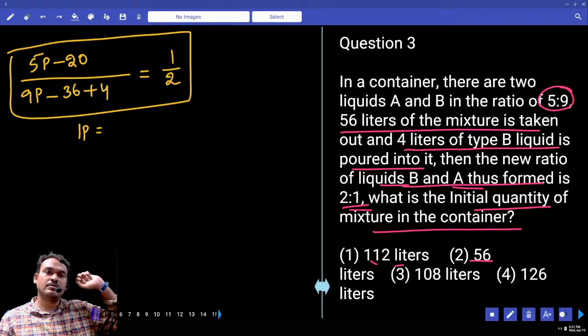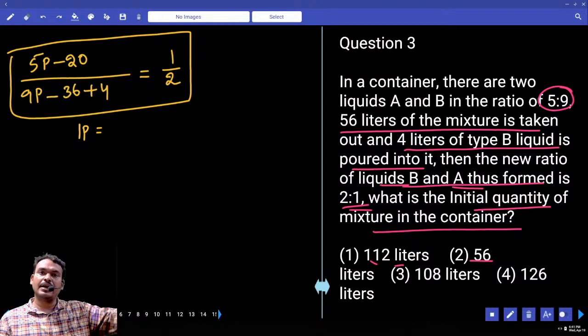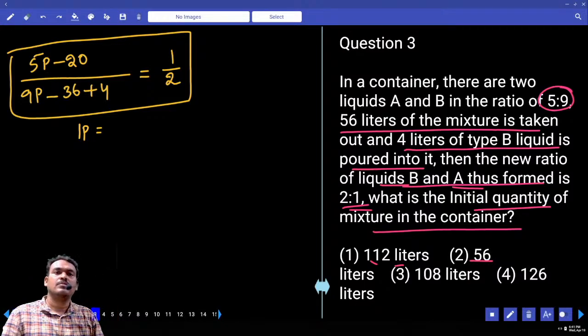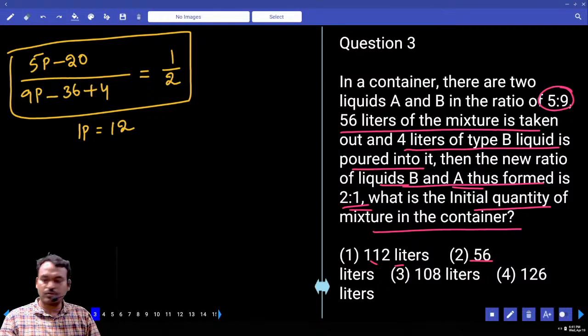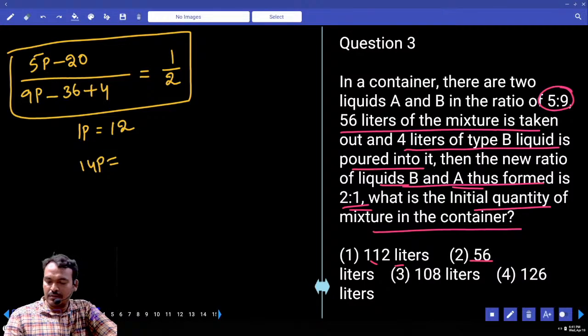36 and 4 difference, 32. Negative 32 and negative 20. What is the difference? 12 or 56? 12. One is 32, another one 20. Difference is 12. One part is 12. What is the question here? Initial quantity of mixture in the container. Initial mixture, total how many parts? 14 parts. 14 into 12.